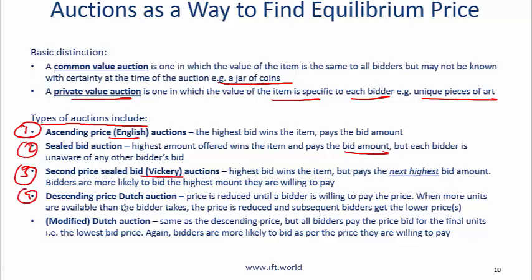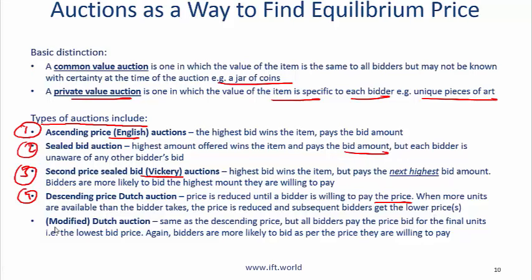Number 4 is descending price Dutch auction. The price is reduced until a bidder is willing to pay the price. The point here is that the auctioneer starts at a very high price and then starts working down until he finds a bidder who is willing to pay that price. So let's say a bidder pays a high price and then there is still quantity left, then the price keeps coming down and additional bidders then buy at lower prices. So there are multiple prices at which the products are sold.